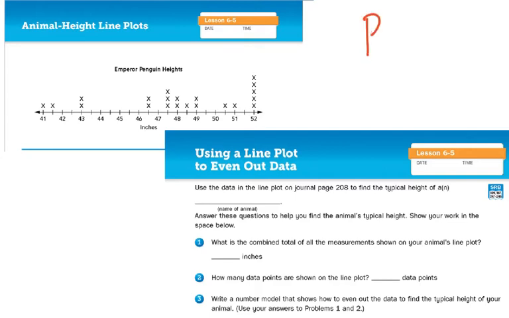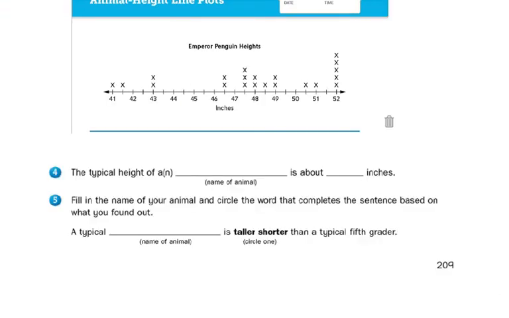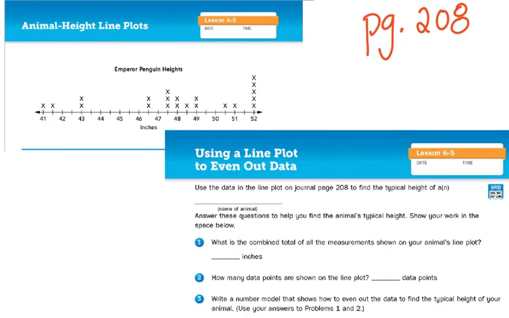We're continuing to work with line plots. Today we'll start on page 208. There are 3 different animal height line plots. So I have just included the first one, which is the emperor penguin heights. We're going to use that data to answer questions on page 209. So just be aware of that.